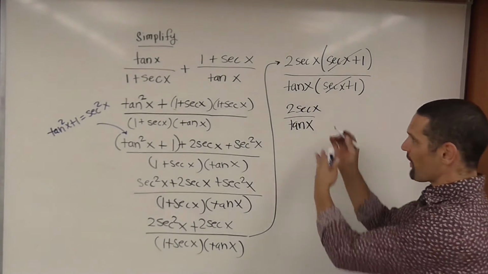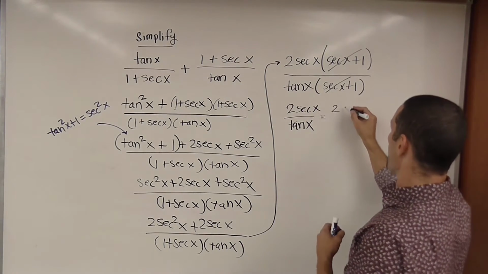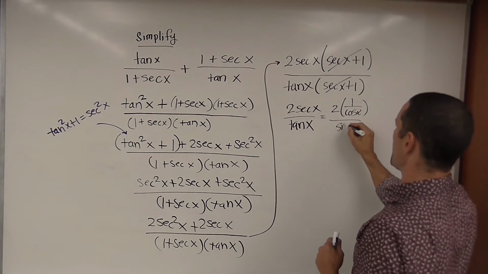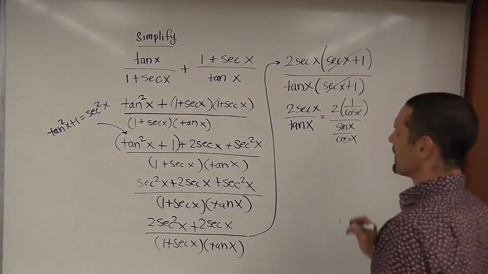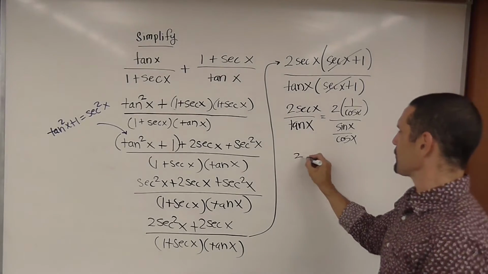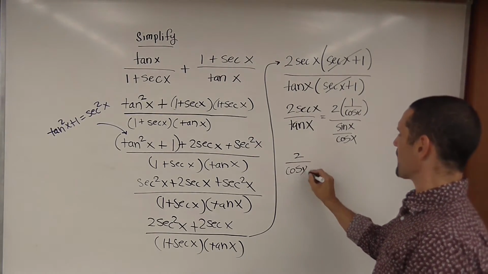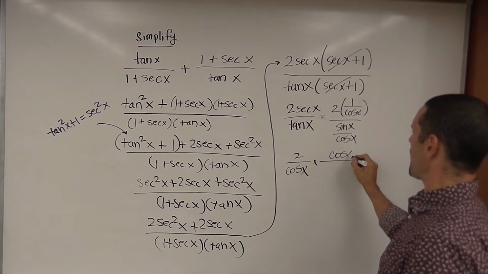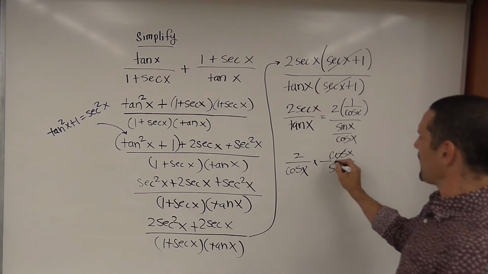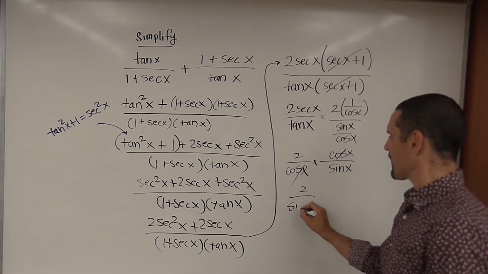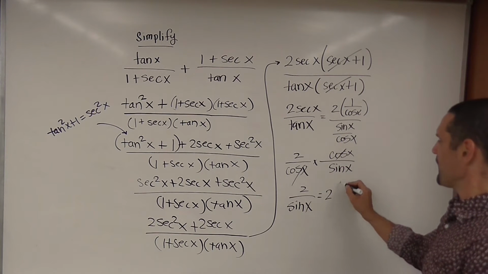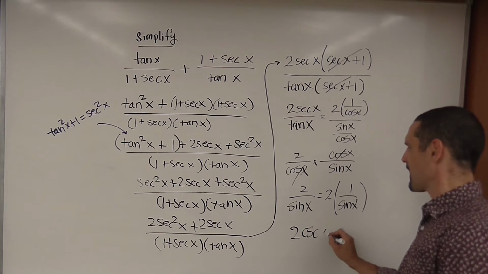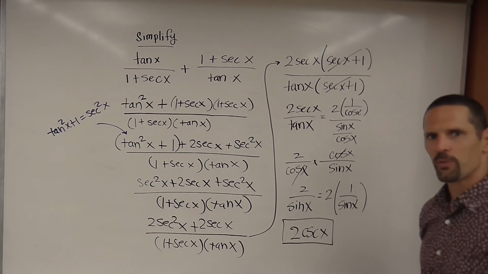At this point, I would go to the definition of secant. This is 2, 1 over cosine x, over sine x over cosine x. We're going to see this keep, change, flip a lot. This is 2 times 1 over cosine x, change division to multiplication, and now we have to flip this: cosine x over sine x. Cancel, cancel, gives us 2 over sine x, which is 2 times 1 over sine x, which of course is 2 cosecant x, and we've simplified as far as we can.